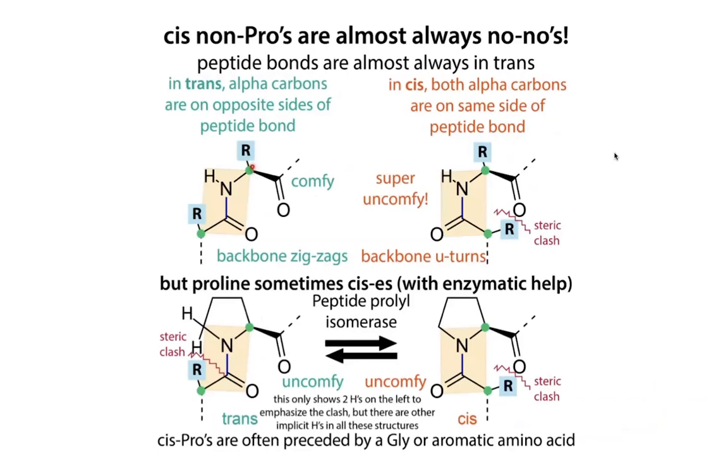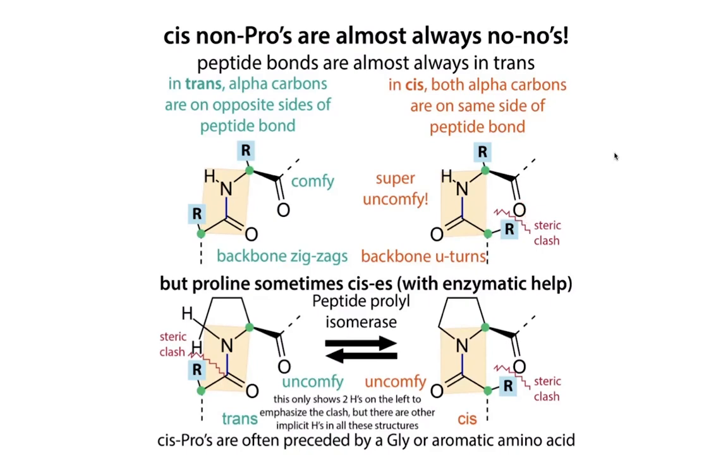Basically it means that these C alphas, those alpha carbons, the ones that are attached to the R group, are going to be trans to one another. Whereas in a cis conformation, they're going to be cis to one another. So trans versus cis. And when they're cis, this means you're going to have this R group clashing with this carbonyl oxygen. And when you have this steric clash, it's going to be very uncomfortable.